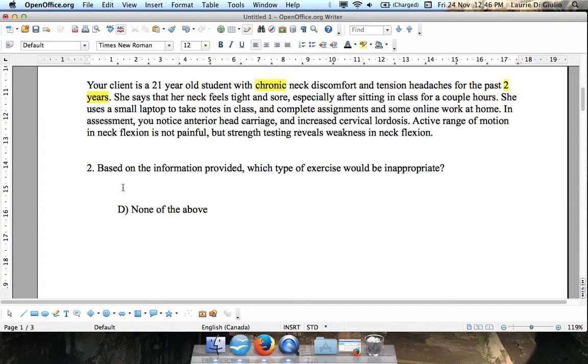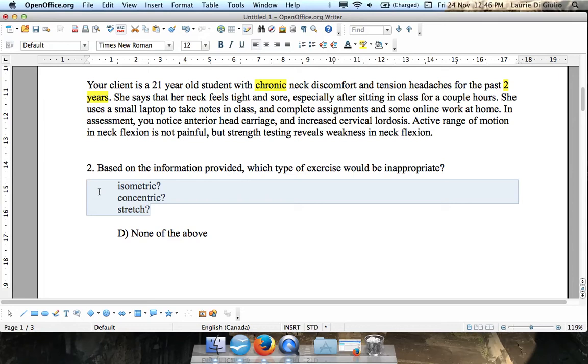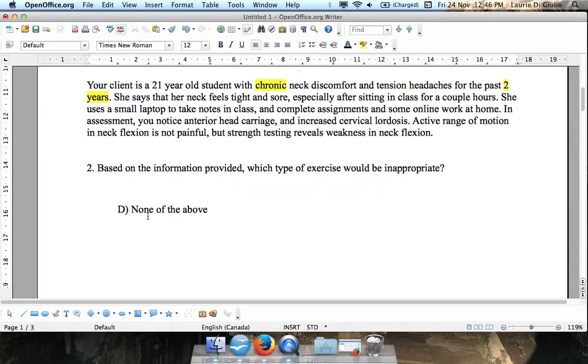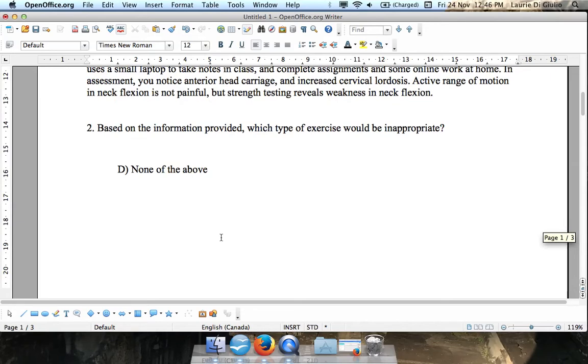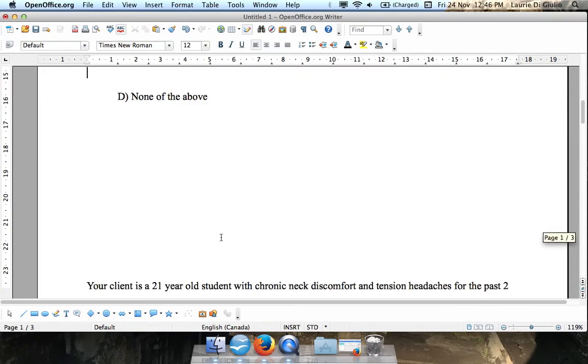So what was here was isometric, concentric, or stretch. None of those are inappropriate for the chronic stage of healing. And that's why we can confirm that we can get rid of those. The answer is none of the above, but we actually didn't even have to look at the case study to answer that. Cool, okay. So I'm going to give you 2 questions to do on your own.